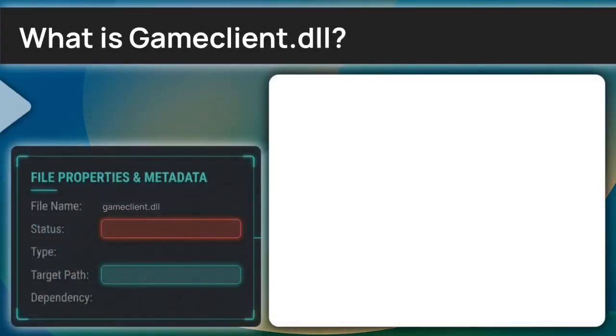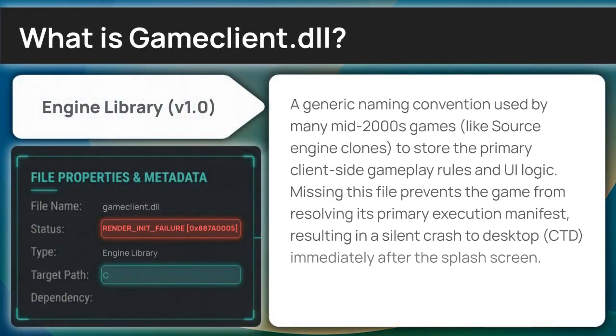This is the Game Client Library, a generic naming convention used by many mid-2000s games, like source engine clones, to store the primary client-side gameplay rules and UI logic. Missing this file prevents the game from resolving its primary execution manifest, resulting in a silent crash to desktop, CTD, immediately after the splash screen.